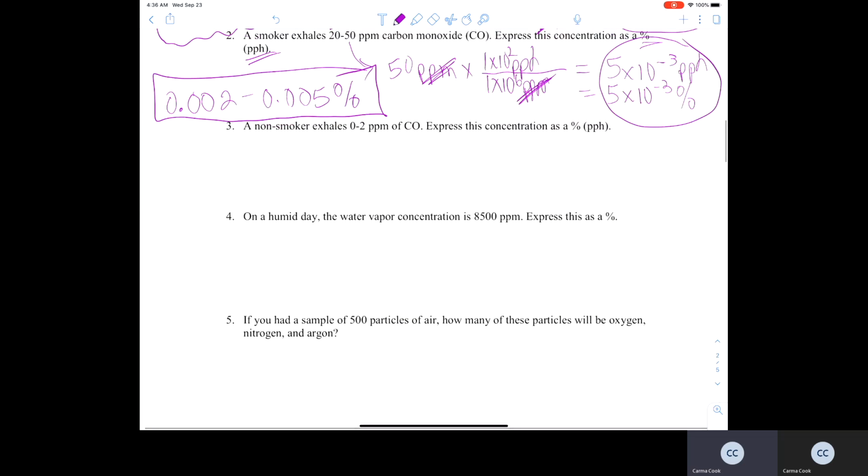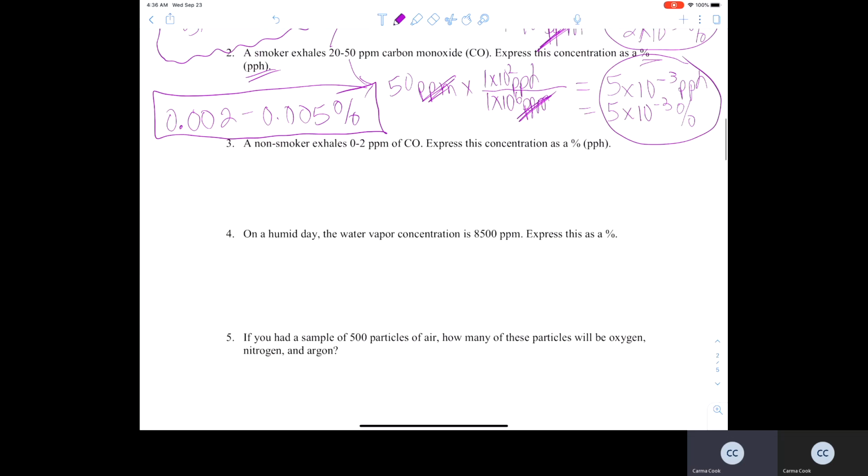A non-smoker only exhales 0 to 2 parts per million of carbon monoxide. Express this range as a percent. So 0 parts per million is going to be 0%. But what is 2 parts per million converted into a percent? We do the same type of calculation we did in question 2, using the same conversion factor.